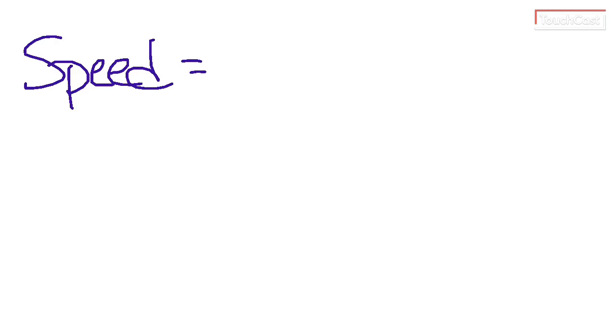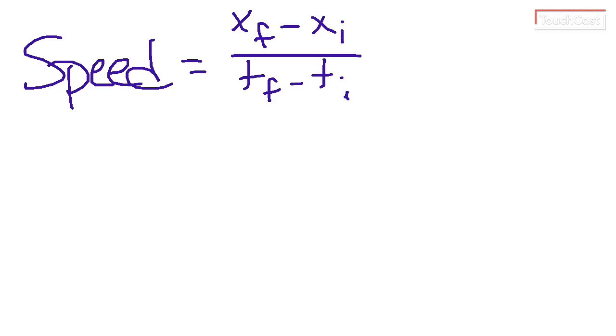Okay, so speed is the change in distance over the change in time. And so this can be written a lot of different ways. So your change in distance can be x final minus x initial over time final minus time initial. Okay, but this can also be written as delta x over delta t. And you're going to see that I'm going to be using delta a lot more in this video, but just know that it means change in, and change in means final minus initial.